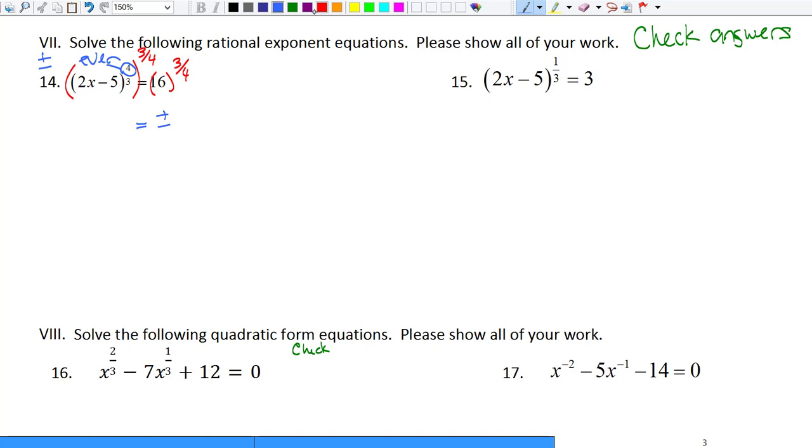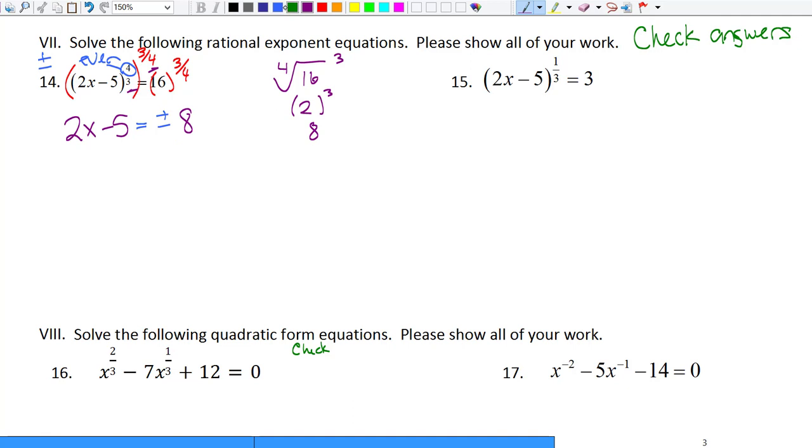Okay, so let's go back to raising to the 3/4. The 4/3 and the 3/4 undo each other. The 3's cancel, the 4's cancel, and all you're left with is the inside, which in this case is 2x minus 5. Then I'm raising 16 to the 4/3. We just practiced that, so I have the 4th root of 16 cubed. The 4th root of 16 is 2, and 2 cubed is 8.